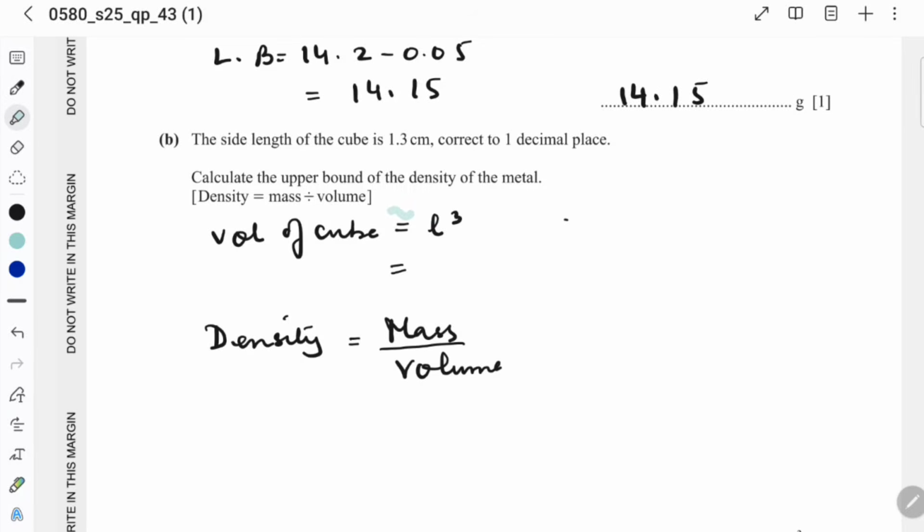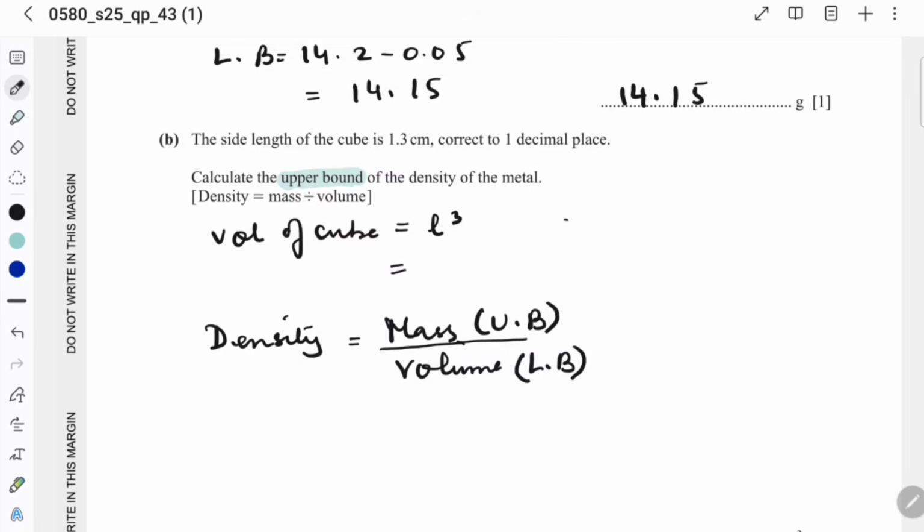Alright, so they ask us to calculate the upper bound, and in division the mass will be the upper bound, and then you will get a maximum answer, and the volume will be the lower bound. So the greater number in the numerator and smaller number in the denominator give you the greater answer. So that's why, for the volume of the cube, 1.3 is the side, correct to 1 decimal place. So you are going to find out the volume in the lower bound.